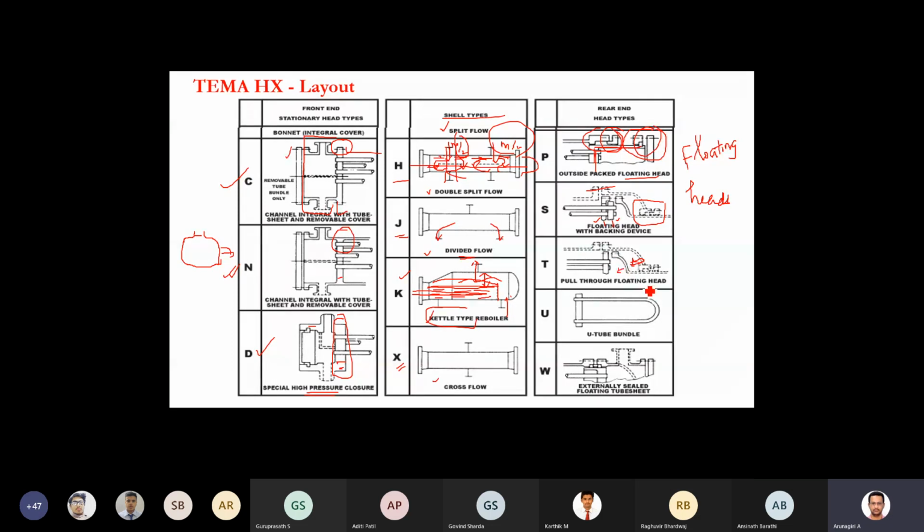You have to provide suitable arrangements to withstand this thermal expansion. That's why we are going for this floating head arrangement. Another one is the U-tube. This is a U-tube bundle, which can be fixed inside the shell. Here you can fix the U-tube bundle. Normally this type of arrangement can be used in a kettle type reboiler and also single pass.